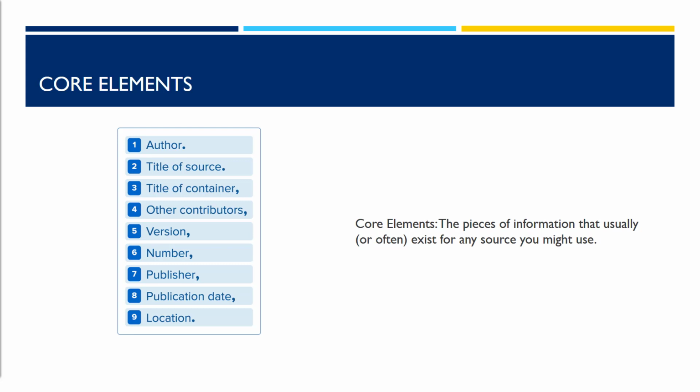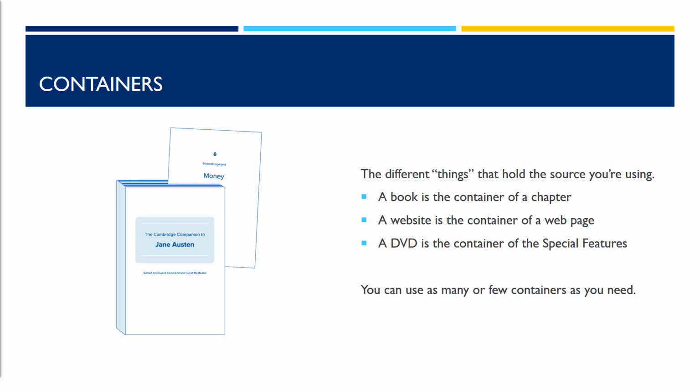There are also containers. So MLA works by nesting the source within as many containers as you need to. So in this example, you can see that there's a chapter of a book. So the chapter is your source, and the book is the container that holds it. So lots of different things could be the source or the container. So as I said, a book would be a container of a chapter. A website would be the container of a web page. A DVD might be the container of the special features.